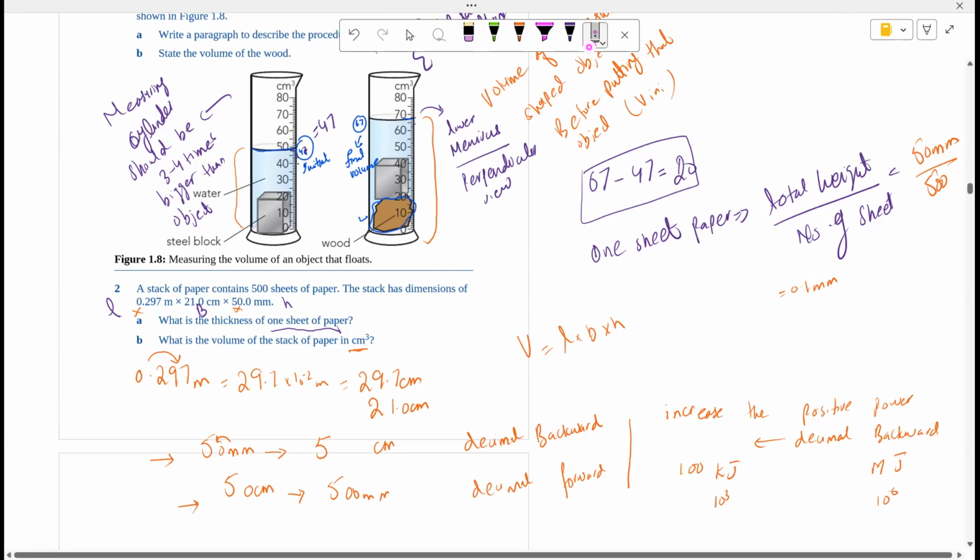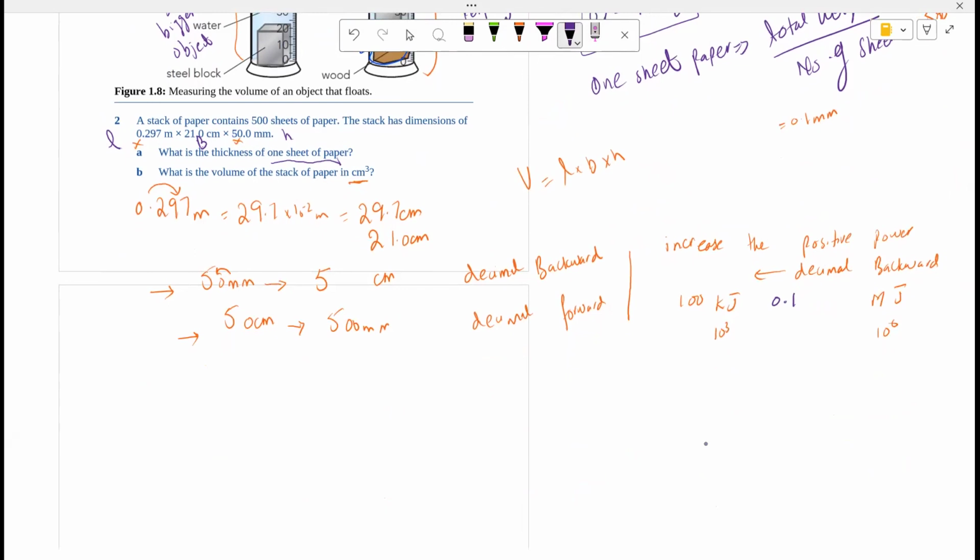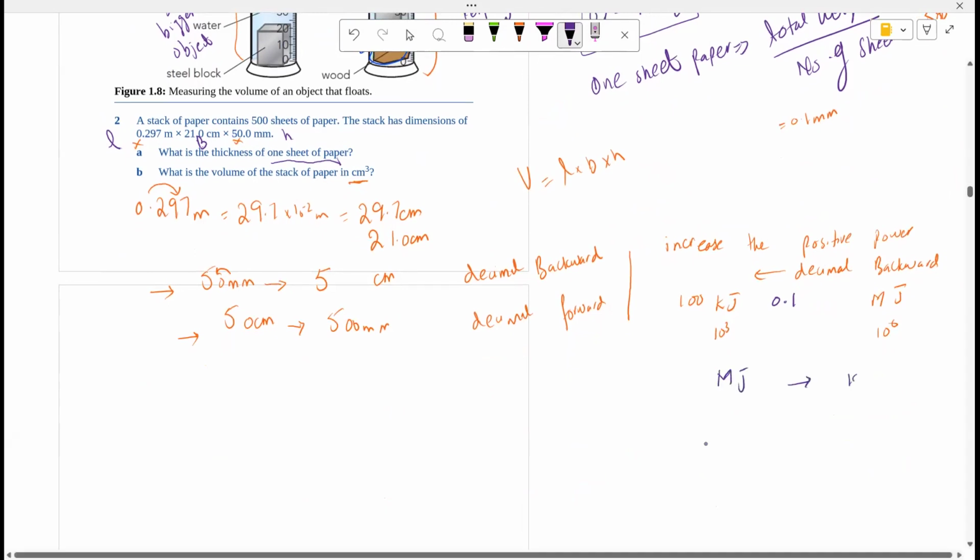Look from here: how much power do I need to change? I have to go from 3 to 6, so I have to change the power by 3. How many decimals will I move backward? 3 decimals backward. So this would be 0.1 megajoules. And the opposite occurs for the other one: if we have to go from bigger units to smaller units, that is 10 to the power of 6 to 10 to the power of 3.